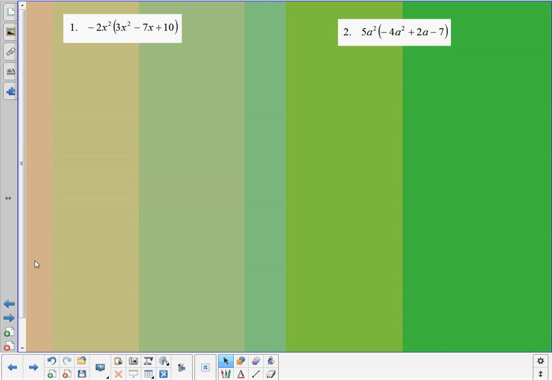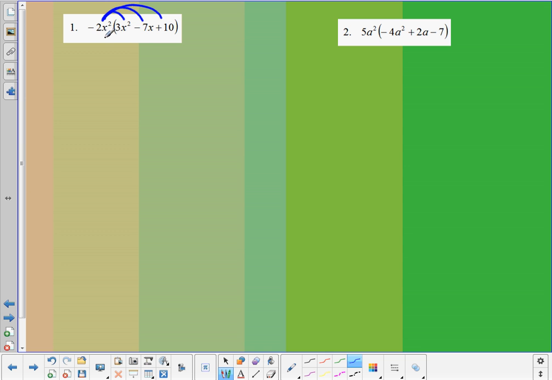Number 1 down at the bottom of your page says that I have negative 2x squared on the outside multiplied by the quantity of 3x squared minus 7x plus 10. So I can't simplify anything inside the parentheses. None of these terms are like terms, so I can't put any of them together. I can, however, distribute what's outside to the inside.